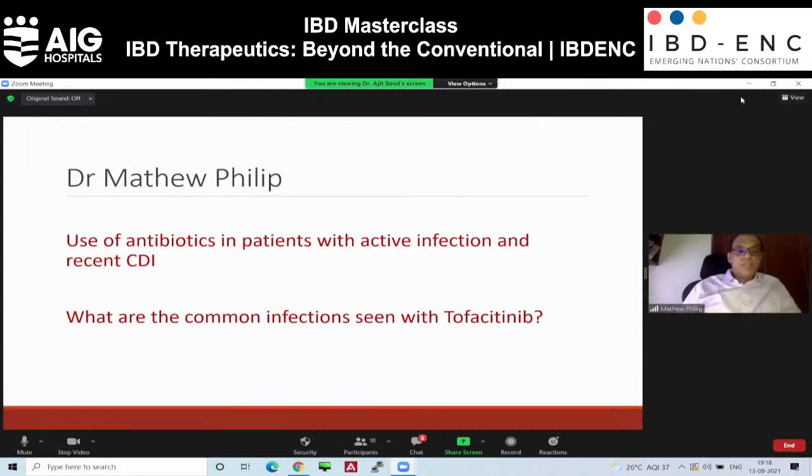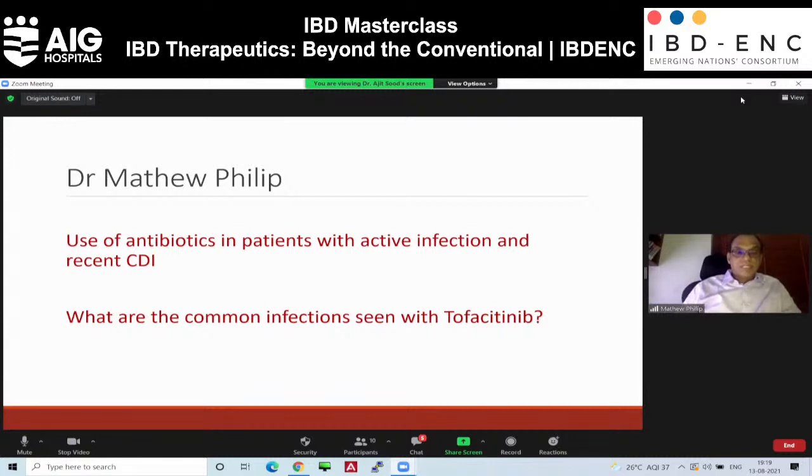Yeah, I'm coming to it. So after you treat C. difficile, and in this patient who has an active infection due to other systemic infection, we know that tofacitinib can produce systemic infection, and as Professor Burnston has told, we can have other infections as well.